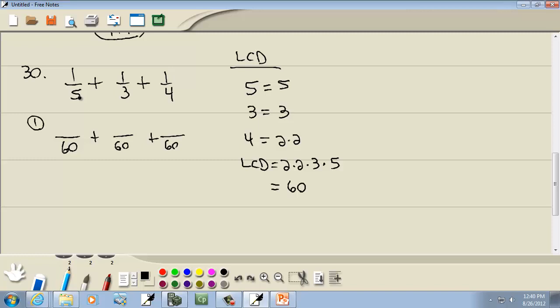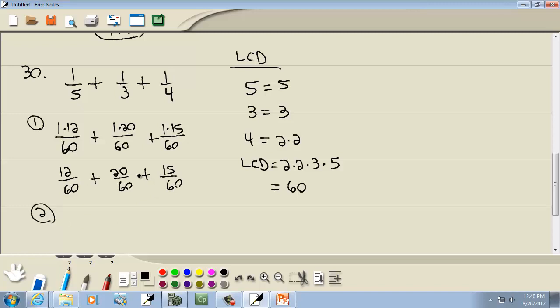Well, 5 times 12 will give you 60, so we multiply the top part by 12. This one we multiply the bottom part by 20, so we have to multiply the top part by 20. Here we multiply the bottom part by 15, so you have to multiply the top part by 15. Whatever you multiply by the bottom, you have to multiply by the top. So that gives us 12 over 60 plus 20 over 60 plus 15 over 60.